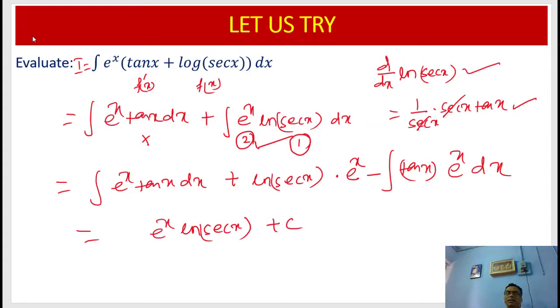Okay, got the idea? So your work is to complete as many questions as you can from integration by parts, and we shall read more things in our next class.